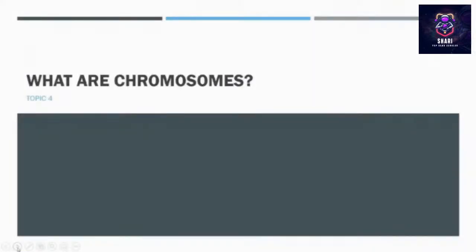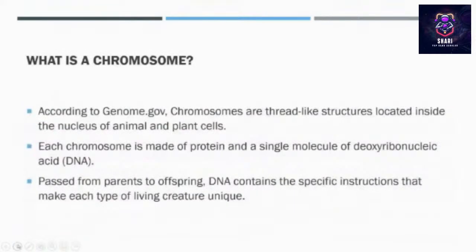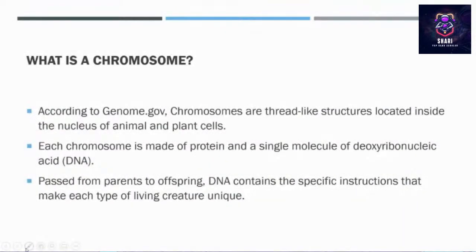Topic number 4. So, what is a chromosome? According to genome.gov, chromosomes are thread like structures located inside the nucleus of animal and plant cells. Each chromosome is made of protein and a single molecule of deoxyribonucleic acid. Passed from parents to offspring, DNA contains the specific instructions that make each type of living creature unique.